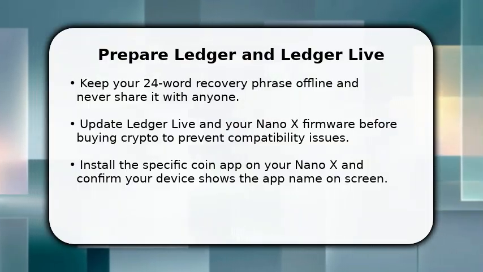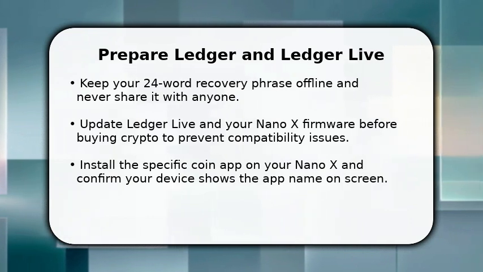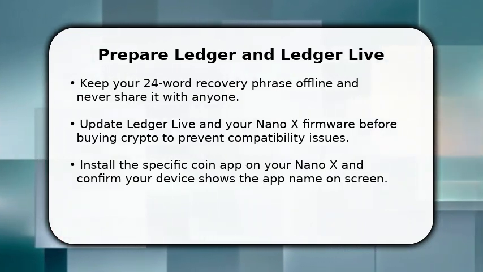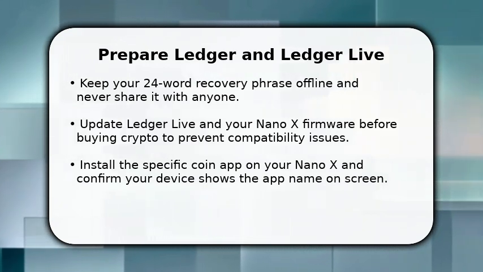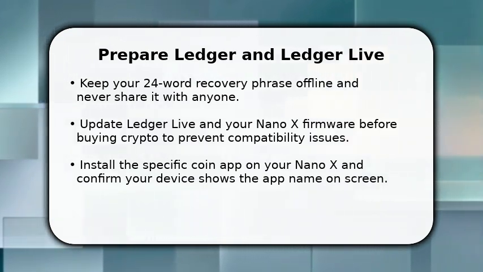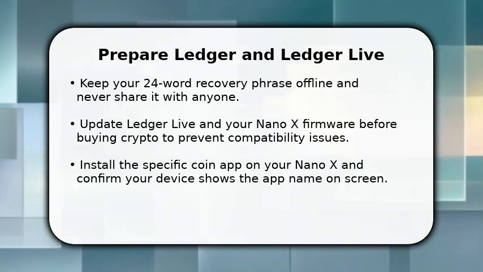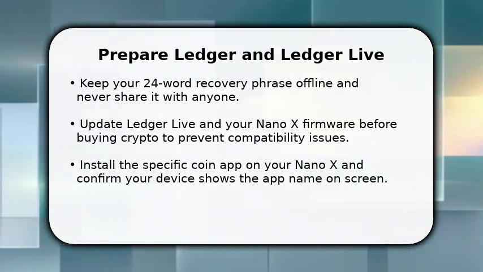Start by updating Ledger Live on your computer or phone and the Nano X firmware to the latest release. This prevents transaction incompatibility. Open Ledger Live, enable the manager, and connect your Nano X with the cable or Bluetooth. Approve the connection on the device.